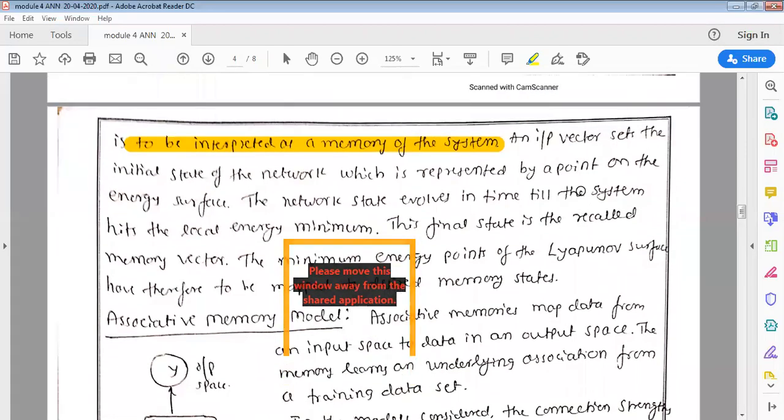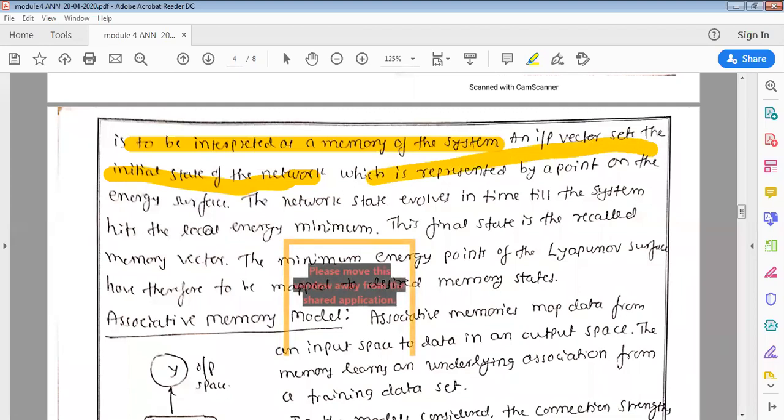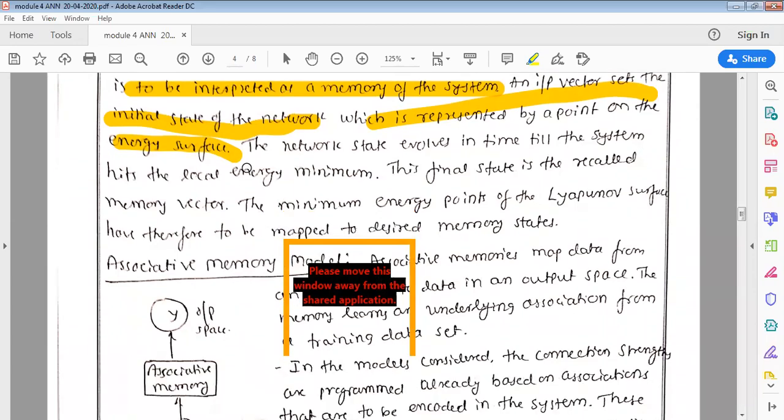So an input vector sets the initial state of the network. Suppose that the surface is sinusoidal and I'm set at the top. Whatever place I roll the ball from at the top sets the initial state, which is represented by a point on the energy surface. The network state continuously changes in time till the system hits the local energy minimum.